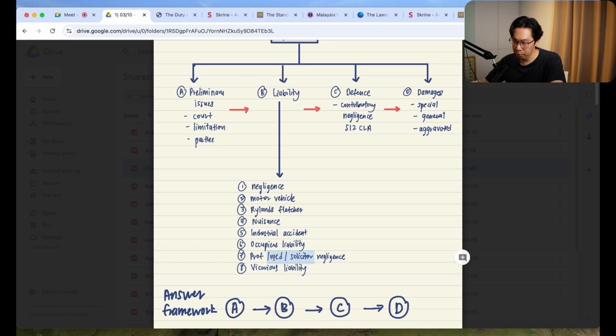Vicarious liability, you will not get it on its own. It will be combined with something else like negligence. The possibility of you getting a motor vehicle question is quite high. They always like motor vehicle. Rylands v Fletcher, I haven't seen a question, I don't think so. So the main ones: definitely negligence as a general principle, motor vehicle, nuisance, medical negligence. Occupiers' and vicarious liability are combined with other things.